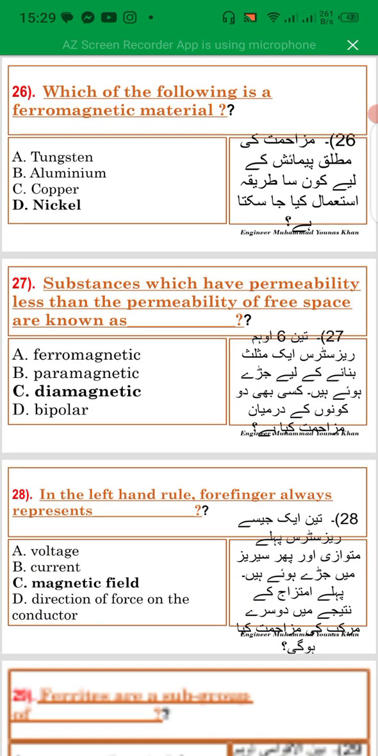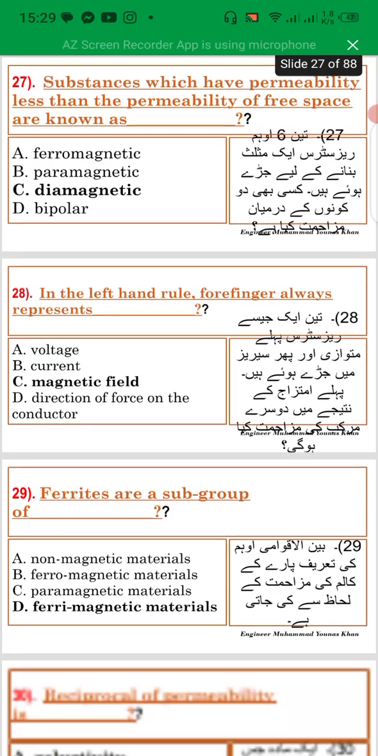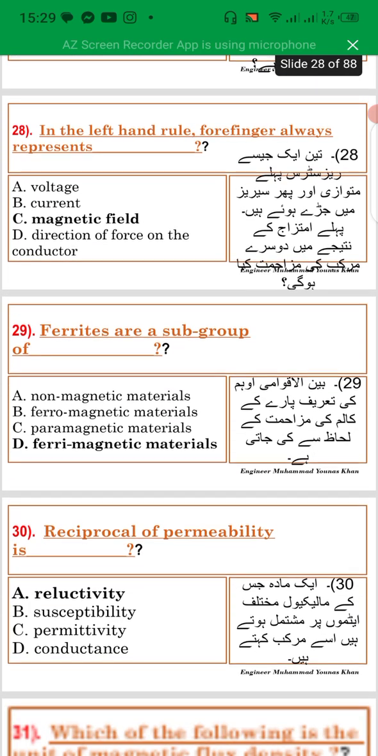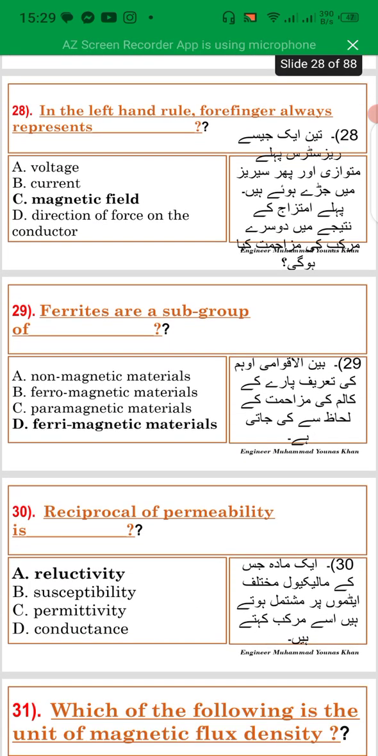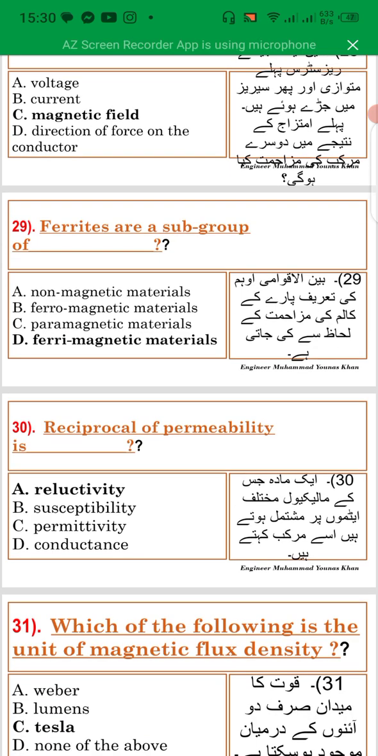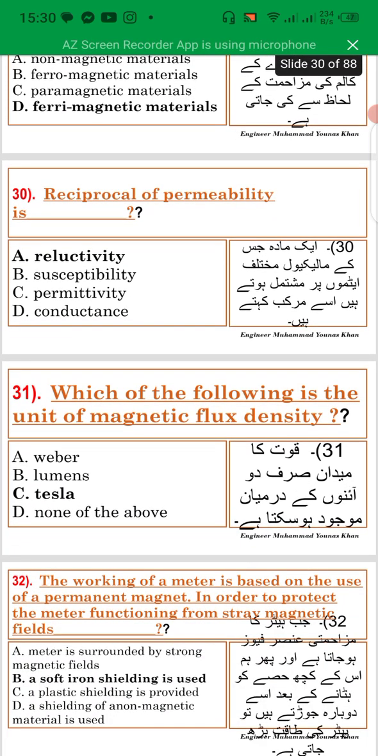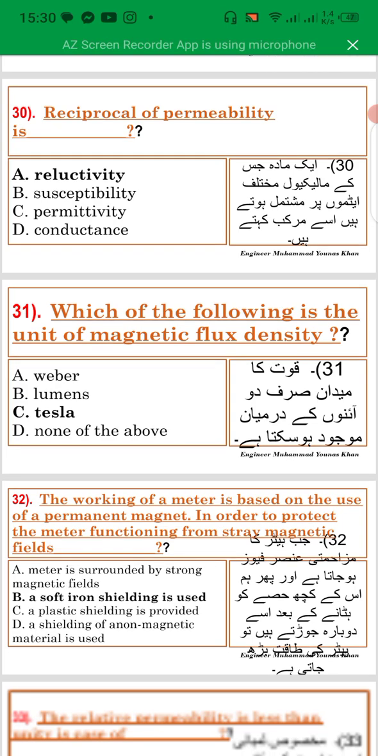Which of the following is a ferromagnetic material? Nickel. Substances which have permeability less than the permeability of free space are known as diamagnetic. In the left-hand rule, the forefinger always represents the magnetic field. Farads are a subgroup of ferromagnetic material. Reciprocal of permeability is reluctivity.